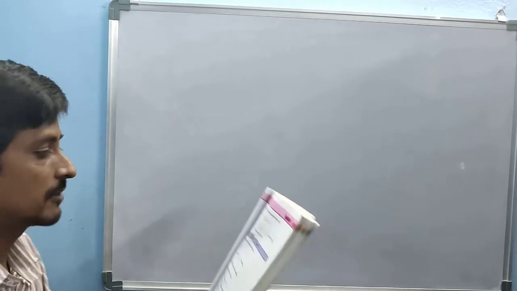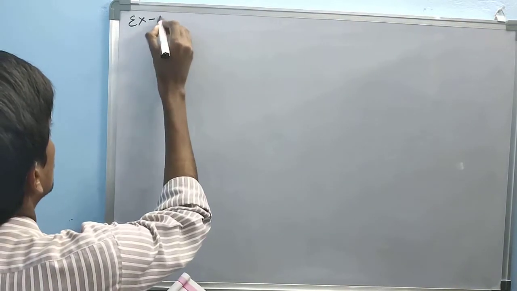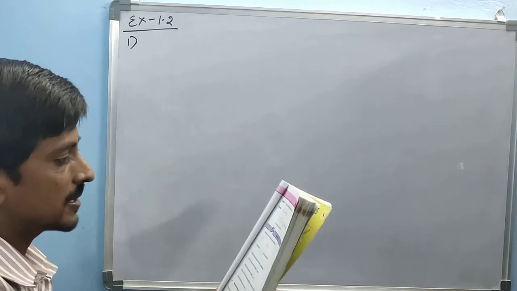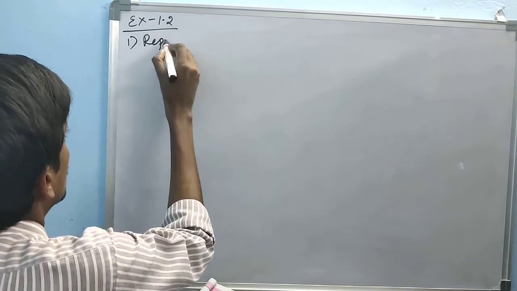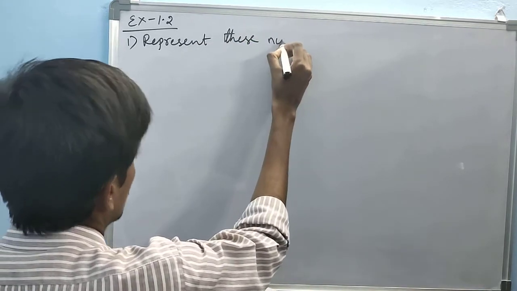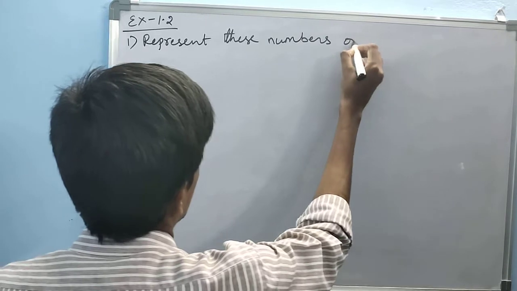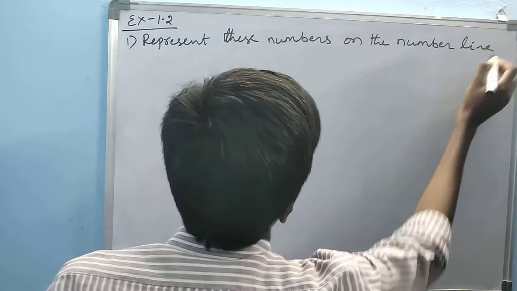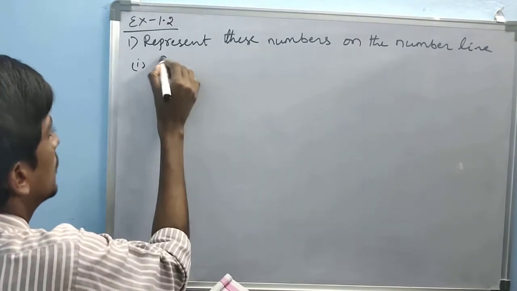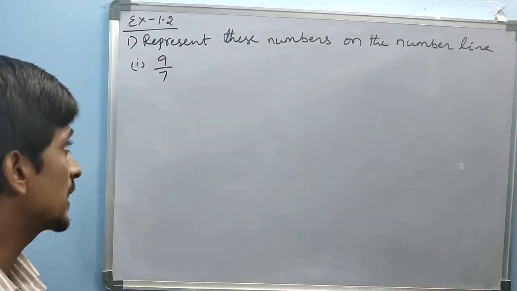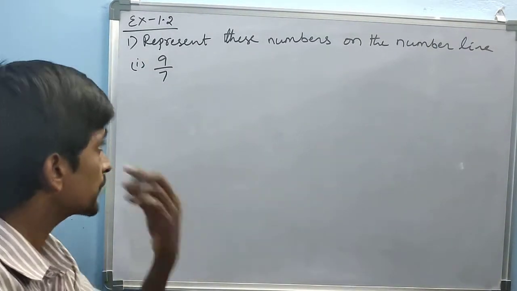Today I am going to explain exercise 1.2, first one. What is the first one? Represent these numbers on the number line. First one, 9 by 7. Yesterday I gave some examples.